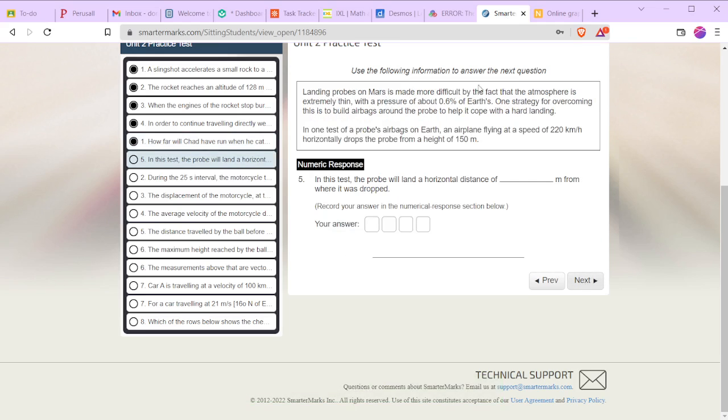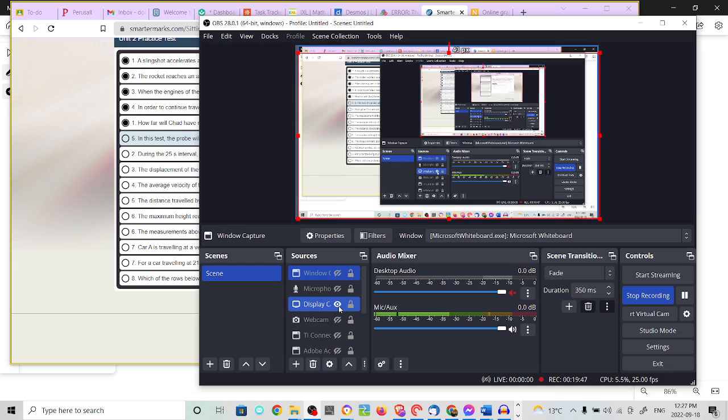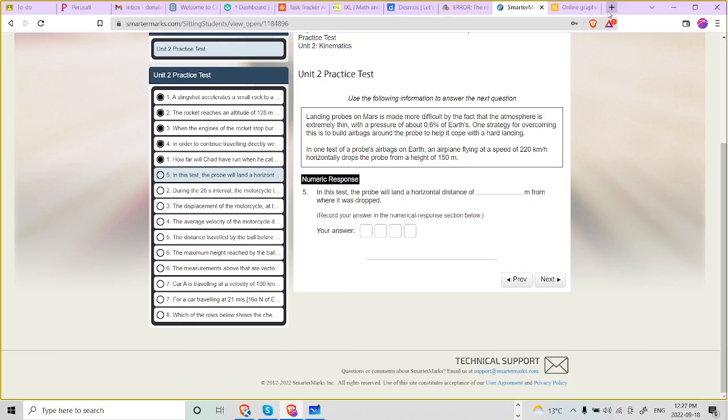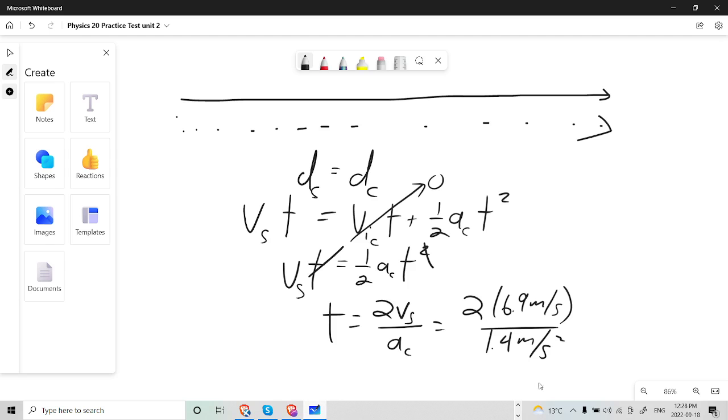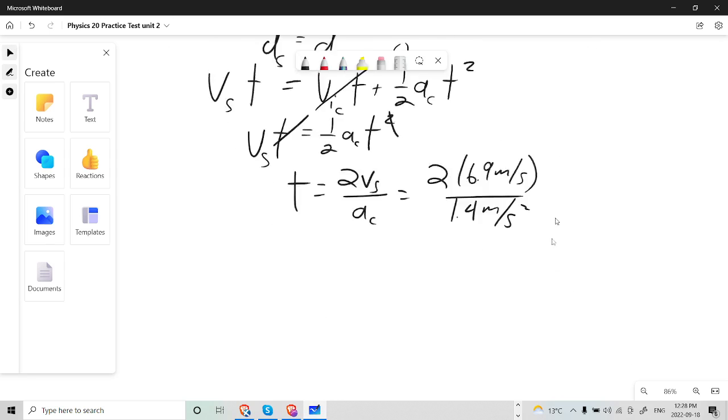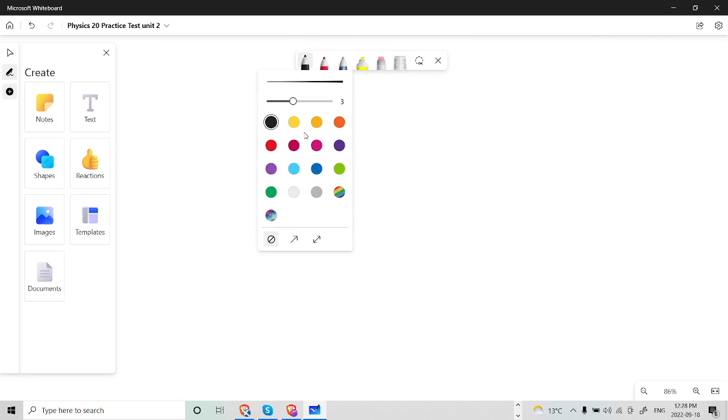Landing probes on Mars is made more difficult by the fact that the atmosphere is extremely thin. Okay. So if it's moving at 220 kilometers an hour and it drops the probe from a height of 150 meters, we have to turn that 150 meters into the amount of time that it takes this to fall. I'm going to try doing the full display capture instead of flipping back and forth. I'm just going to maximize both windows and flip-flop that way. So how long does it take to drop 150 meters? That's our first question.